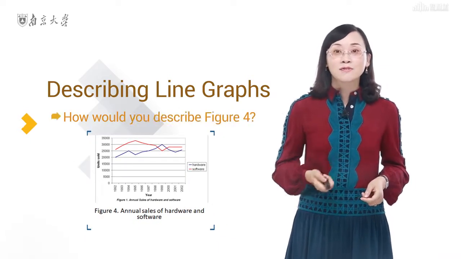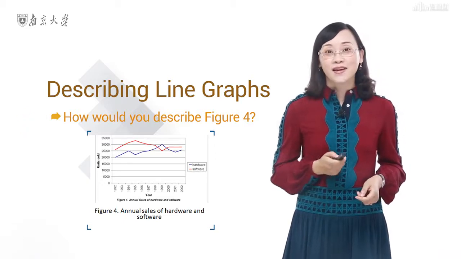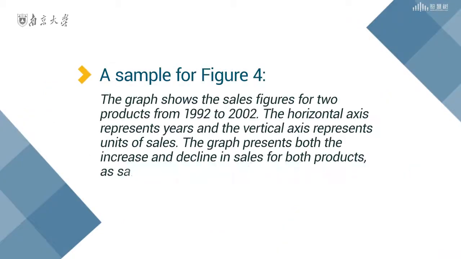How would you describe the line graph in Figure 4? You may depict it in this way. The graph shows the sales figures for 2 products from 1992 to 2002. The horizontal axis represents years and the vertical axis represents units of sales. The graph represents both the increase and decline in sales for both products, as sales fluctuated during the 10-year period.